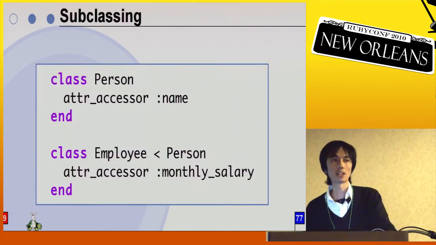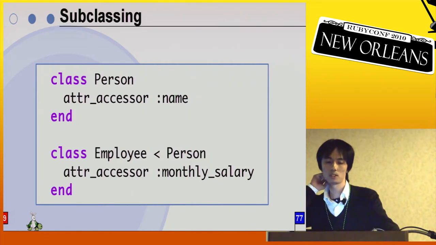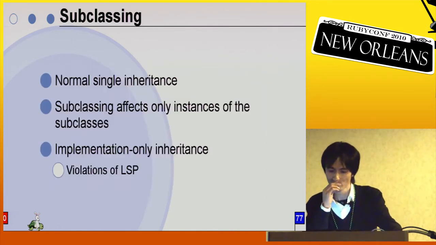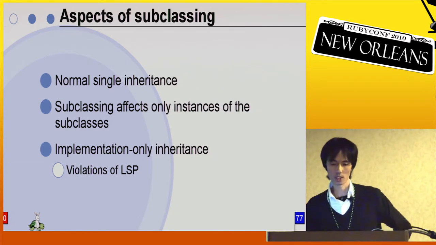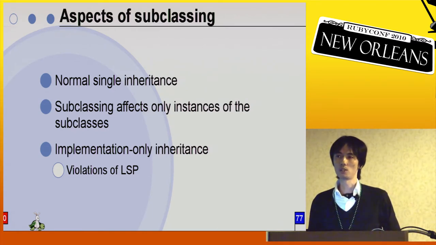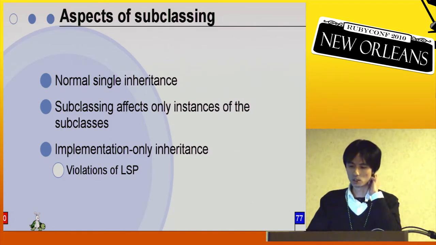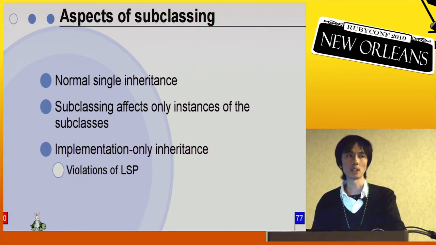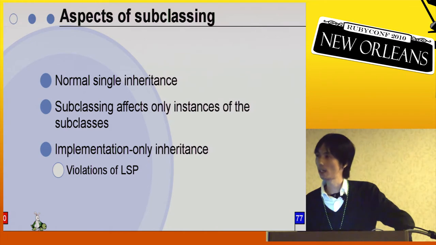The first way is subclassing. I believe there is no need to explain this example here. Subclassing of Ruby provides only single inheritance. That is, a class cannot have multiple superclasses. Subclassing affects only instances of the subclasses. Ruby provides implementation-oriented inheritance, so it's easy to violate LSP.